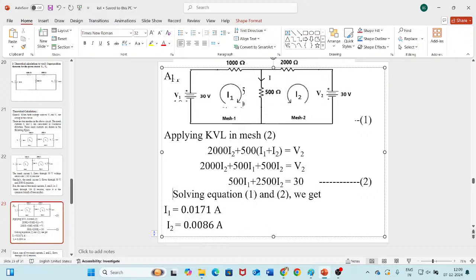So this is it. I have just expanded it. Here I can write 30. So simply I have expanded it. This is 500 I1 plus 2000 I2 plus 500 I2, which is nothing but 2500 I2 equal to 30. So we have got two equations.